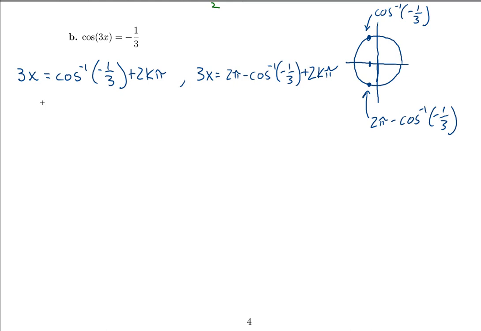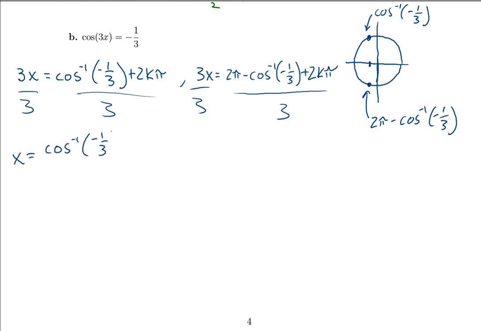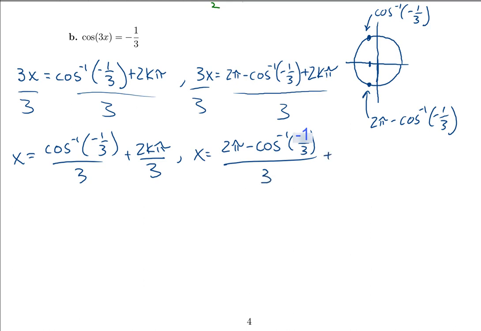And so then I can definitely divide by 3 on both sides. I'm dividing everything by 3. So x equals the cosine inverse of negative 1/3 all over 3 plus 2k pi over 3, and x equals, like I said, everything is being divided by 3, so both of those divided by 3 plus 2k pi over 3. All right, and I can do the same thing I did in the last one. I'm going to plug this in to get 0.64, and plug this in and find that it's 1.46.